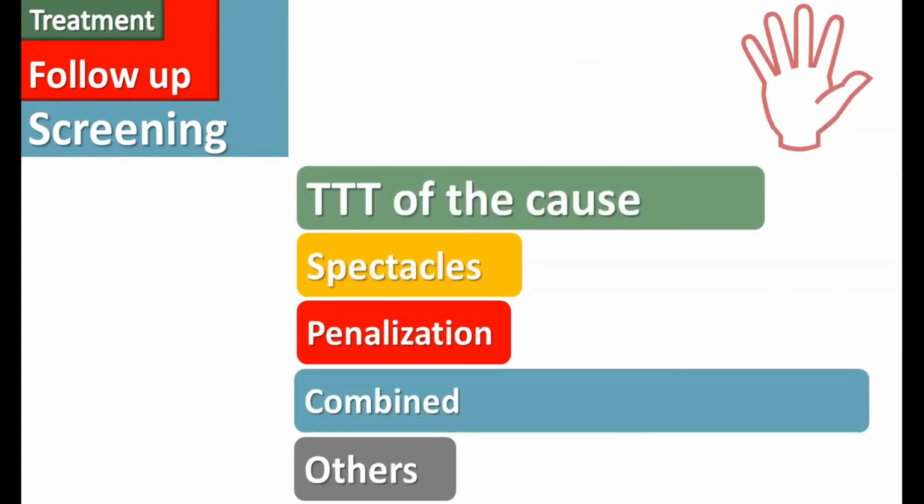I categorized lines of treatment into five: treatment of the cause, spectacles for any refractive error, and penalization. The most important one is combined treatment, because most of the time we need combined lines of treatment. And we have some other emerging lines of treatment.